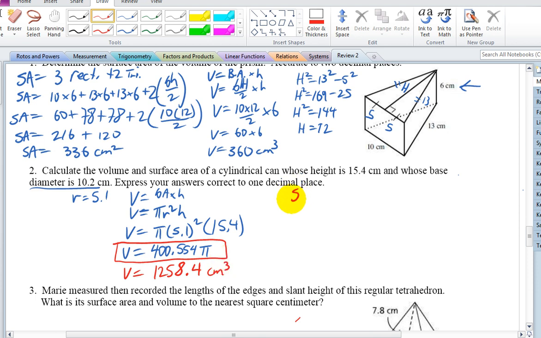Okay. Surface area. For surface area of a cylinder, you have two circles, the top and the bottom, plus the barrel. Now the barrel is actually a rectangle. 2 pi r h. This would be your length, and this here would be your width. So you have to understand how they're coming up with this formula. They're unrolling the barrel into a rectangle.